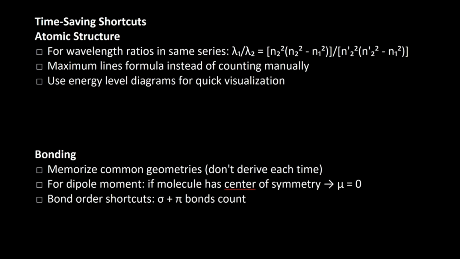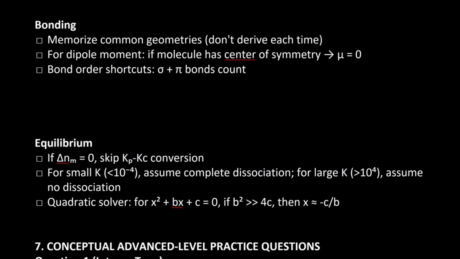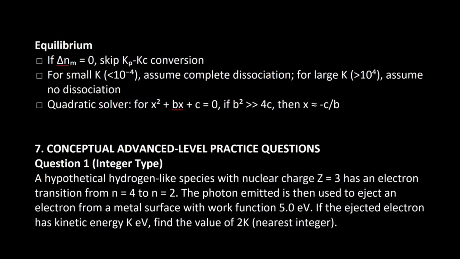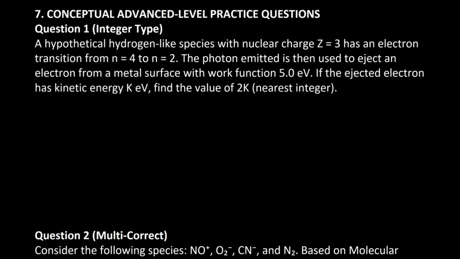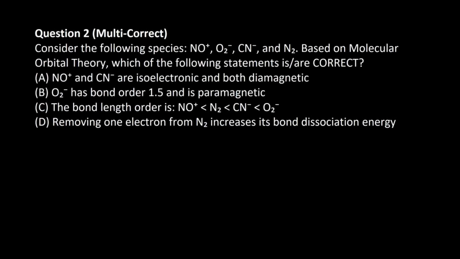Wavelength ratios, you can use this shortcut for atomic structure, and it's better to remember the common geometries they are following, at least to know what kind of repulsions happen, so that you can predict which is having which geometry. Then these are the questions from atomic structure, chemical bonding. You can take a screenshot of it and solve it.